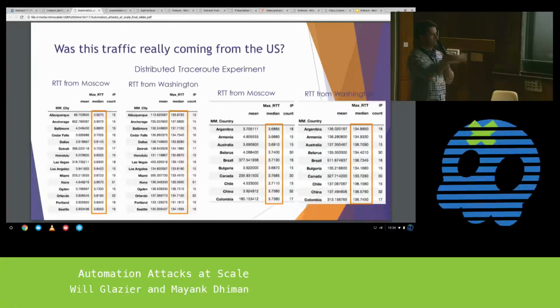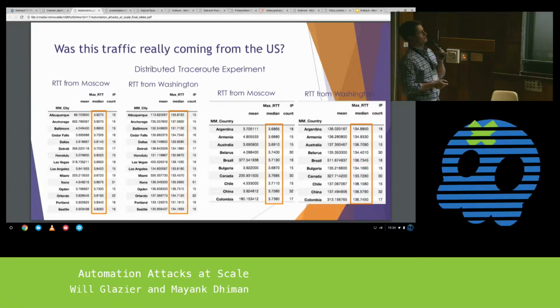We tracerouted these IPs from 4 different locations around the globe. And this is an example of some of the subnets. He had a subnet for Baltimore, Dallas, Detroit, Honolulu. If you're familiar with the geography of United States cities, these are thousands of miles apart. And the median round trip time from Moscow was 3 milliseconds every time, whereas from Washington it was 135.